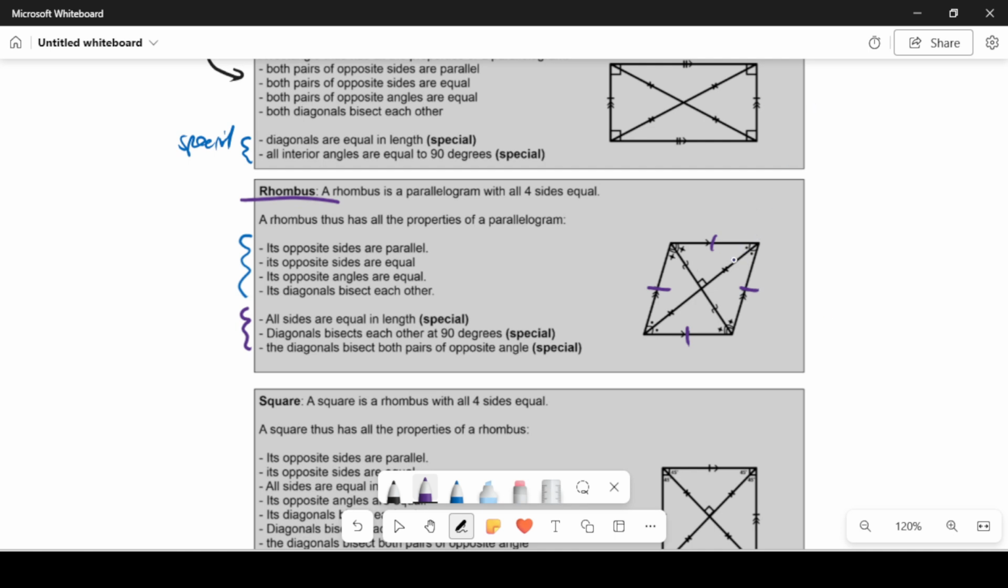The diagonals bisect each other at 90 degrees. So that's special because we said that the diagonals bisect each other for a parallelogram. But here it doesn't just bisect each other. It bisects it at 90 degrees. Okay? And the diagonals bisect both pairs of opposite angles. So see these angles in the corner here. It cuts it in half. Bisect. Cut in half. So if this was 60, then you can say that this here is 30 and this here is 30. Can you see that? That's what makes it special.